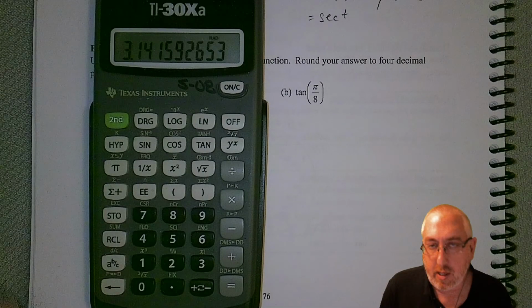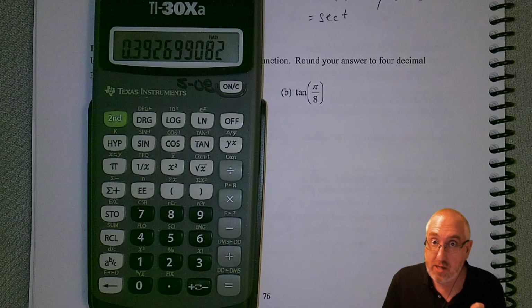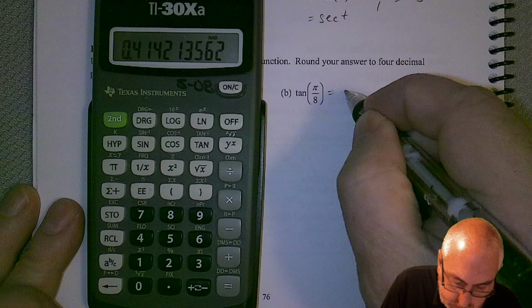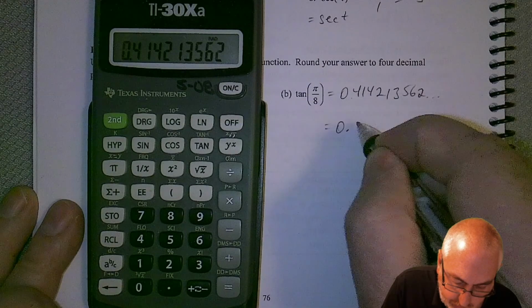So if we divide that by 8, that gives us that. So again, remember that's our angle. So we want to take the tangent of that. So there should be our answer. 0.414213562, and so on. And we'll round that to 0.4142.